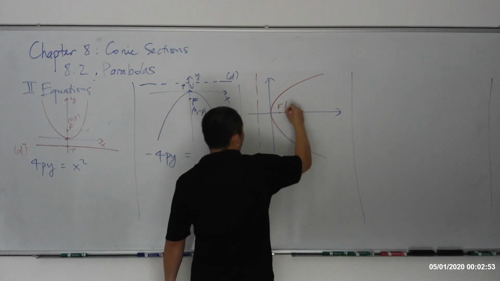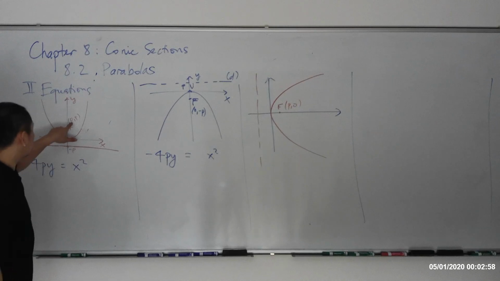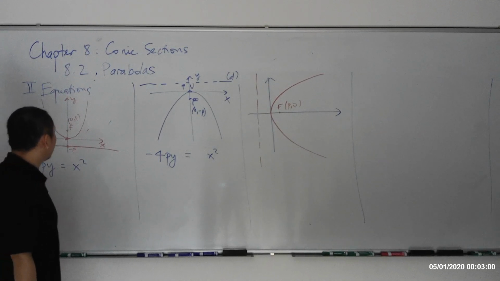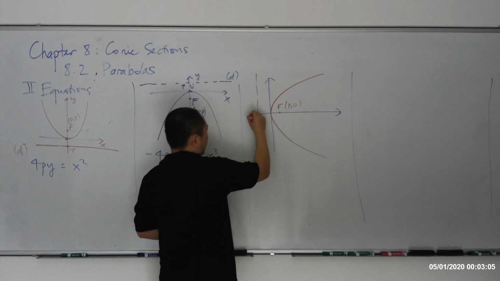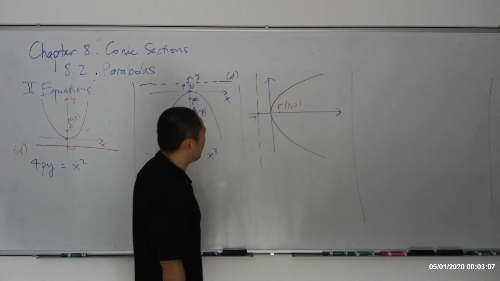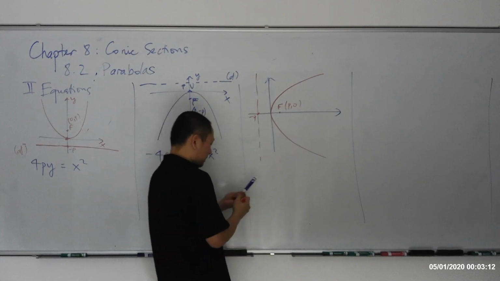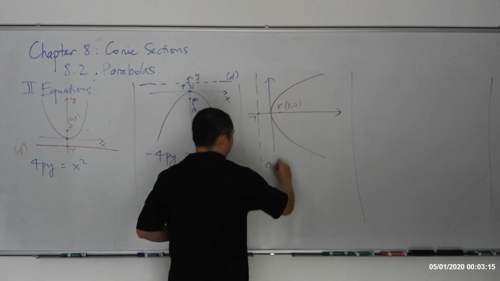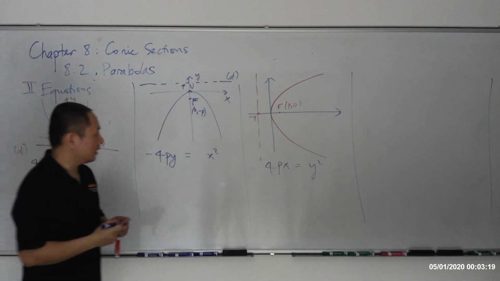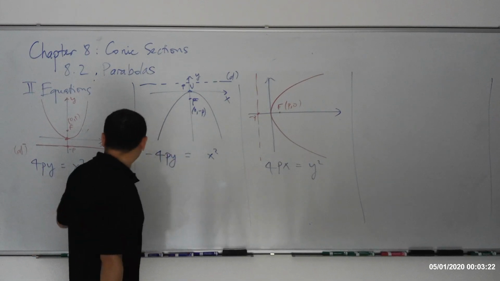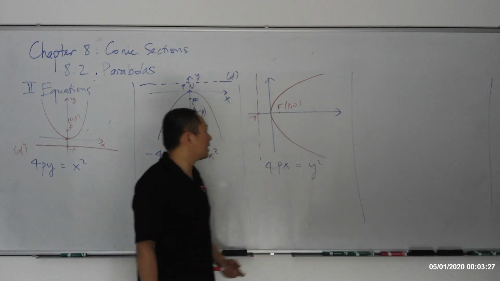So the point F now is at (P, 0). You see the coordinates changing. This is (0, P), right? 0 for x and y is P, and this is (P, 0). And this intersection point right here is going to be negative P. So this point is at what? (Negative P, 0). And the equation for this one is going to be 4px equal to y squared. See what we're changing? Right, 4py equal to x squared for the earlier one. This one is 4px equal to y squared.